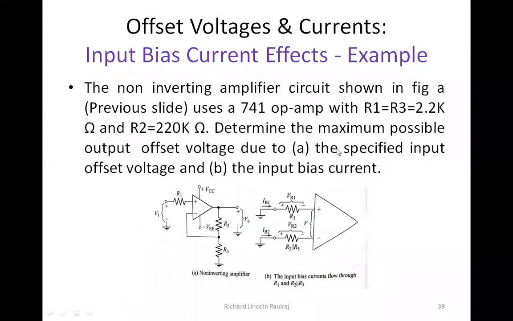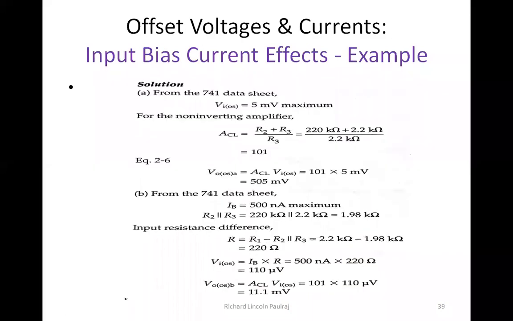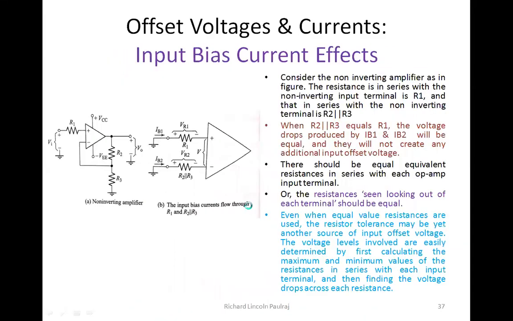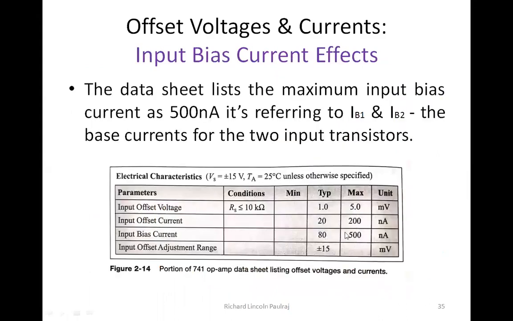So in the question, part A asked for the specified input offset voltage and the input bias current. In order to know the input offset voltage, we need to know the minimum and maximum value that we are going to give at VI. Now, from the data sheet, we understand that IB, the base current, is about 500 nano. Where did we find it? We found it here, that the input bias current is about 500.